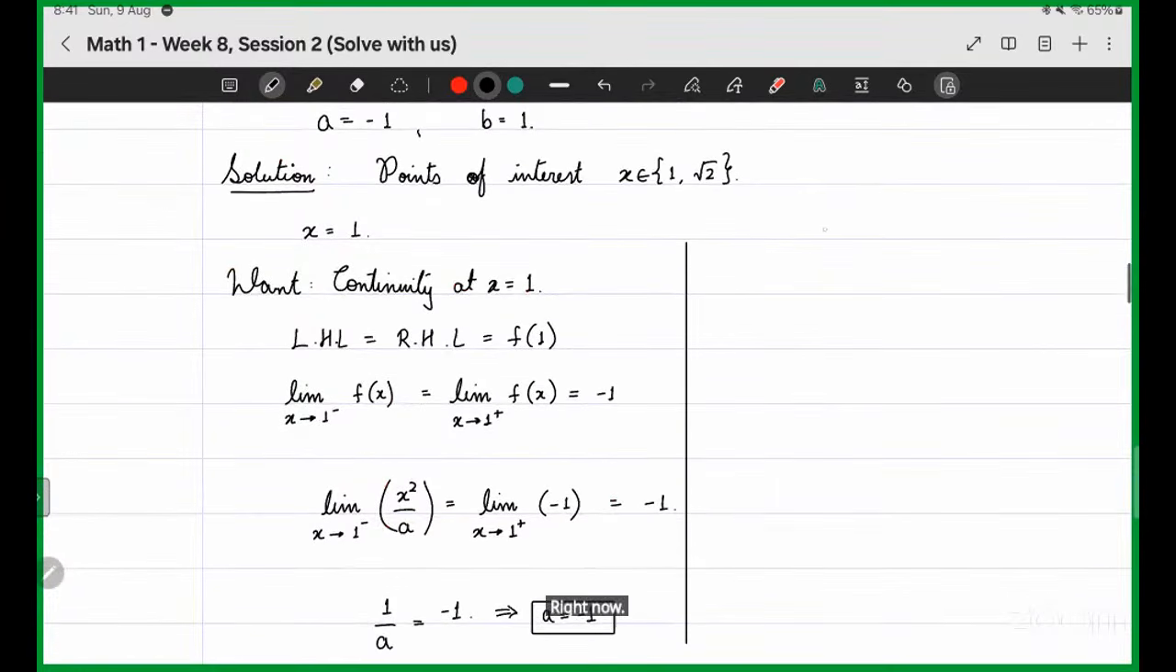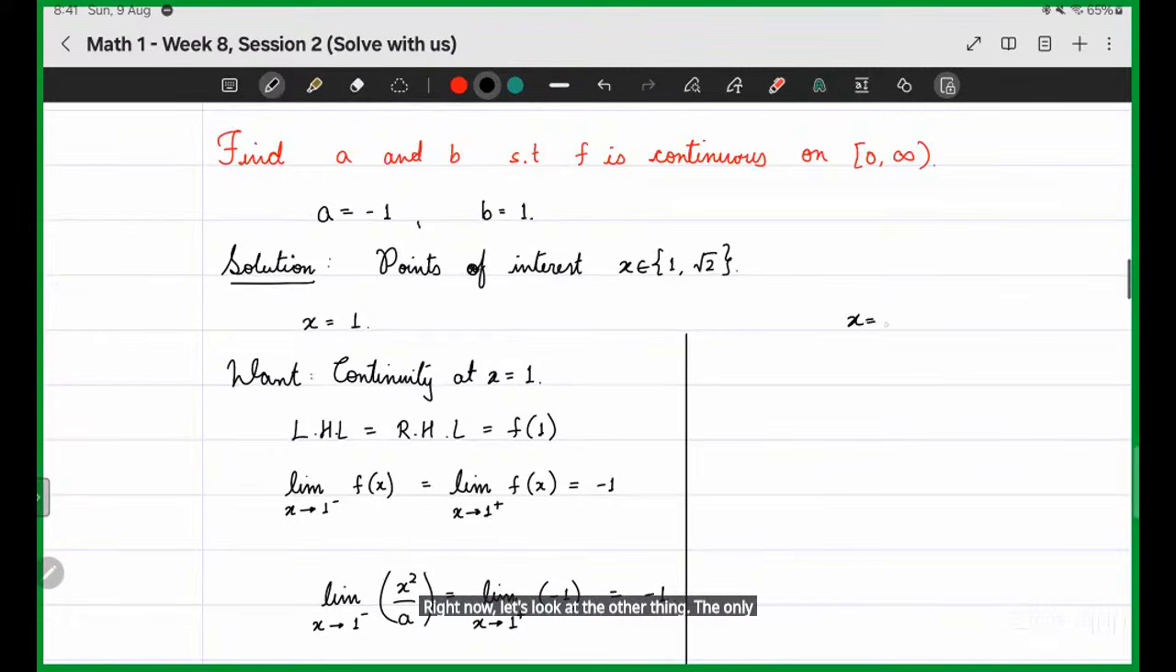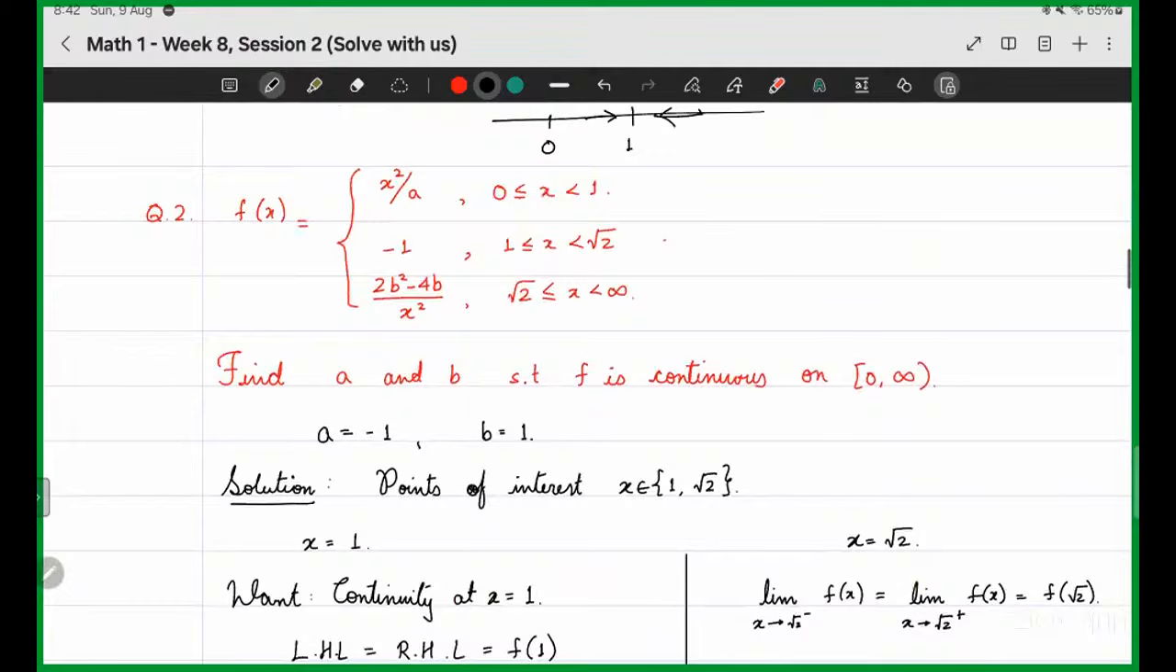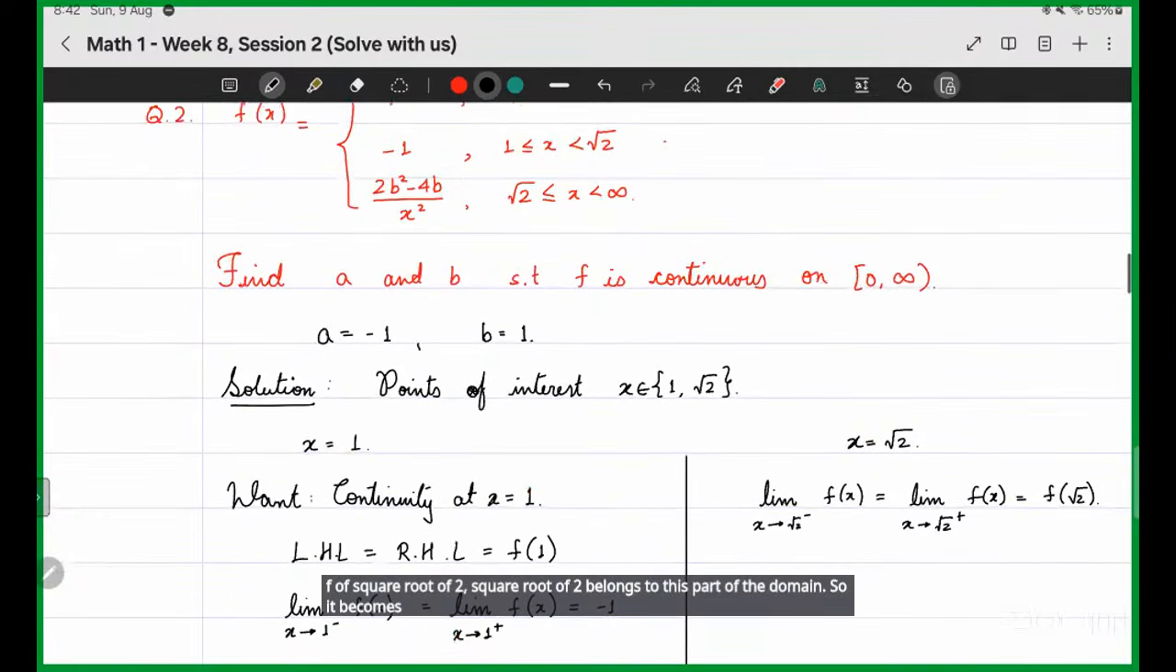Right, now let's look at the other thing. The only other point where continuity could be a problem is square root of 2. Once again, I want continuity at x is equal to square root of 2. And instead of writing everything else, I'll just write the essential steps. Evaluating the limits itself is not that hard. F of square root of 2, square root of 2 belongs to this part of the domain. So it becomes 2b square minus 4b divided by 2. Square. Right.